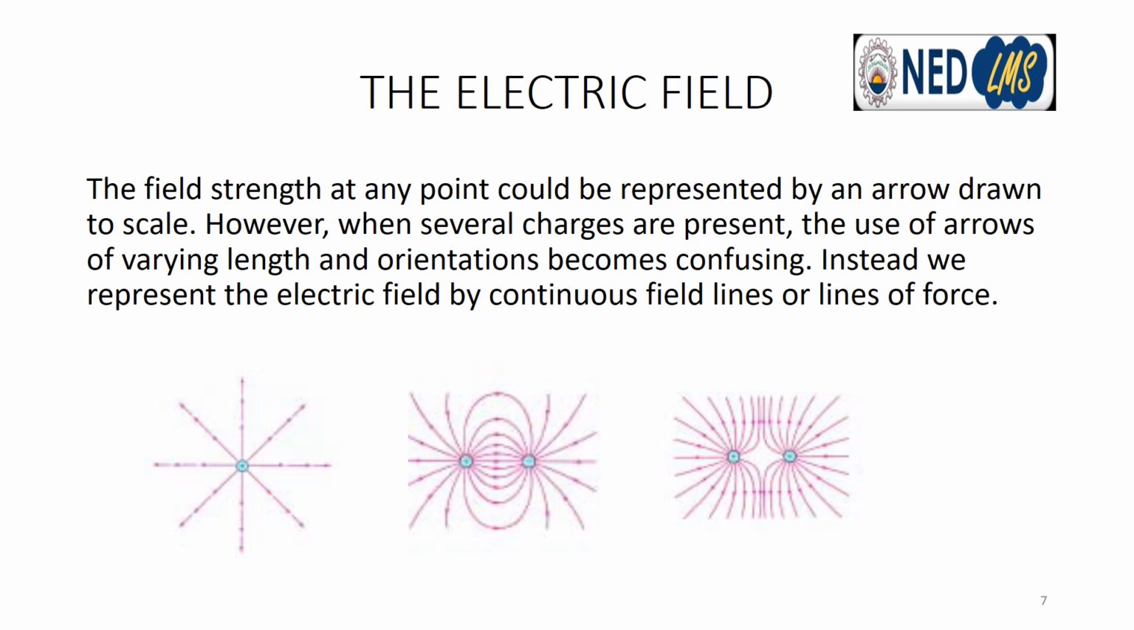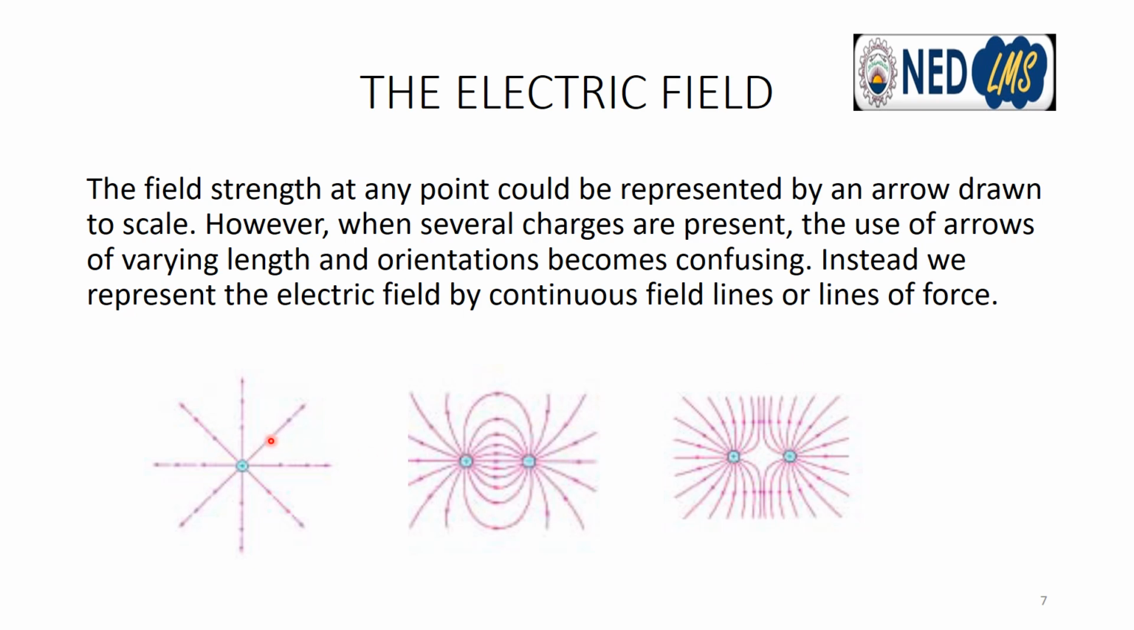So the electric field strength at any point could be represented by an arrow drawn to scale. However, when several charges are present, the use of arrows of varying length and orientations becomes confusing. Instead, we represent the electric field by continuous field lines or lines of force. What do you mean?